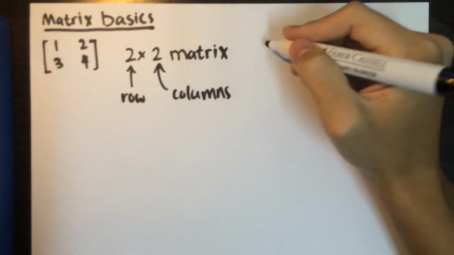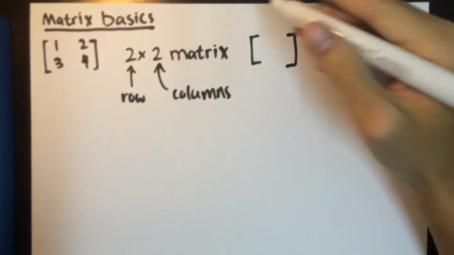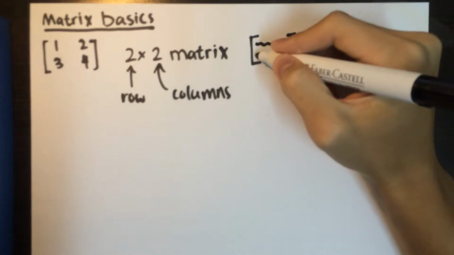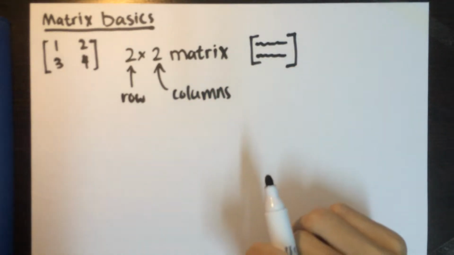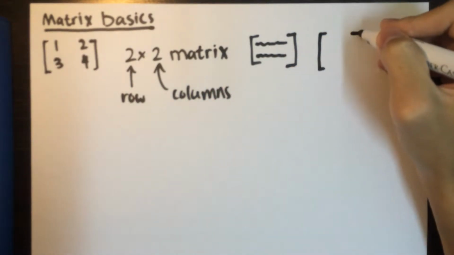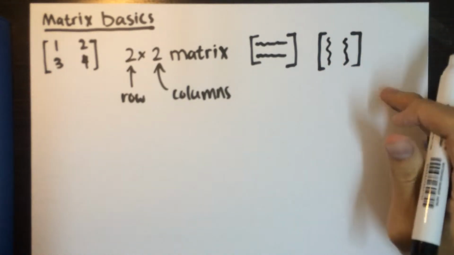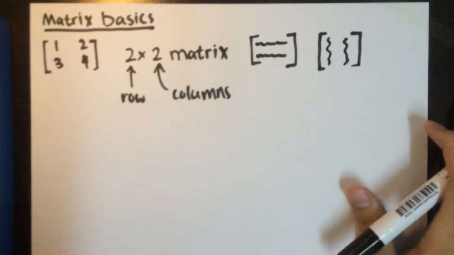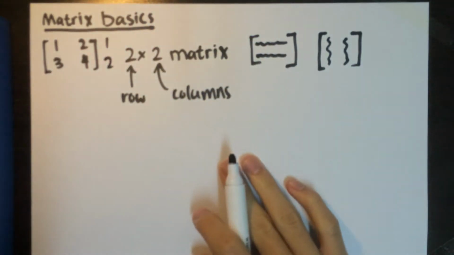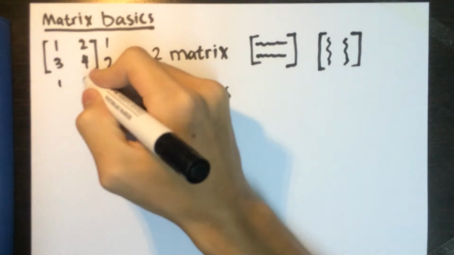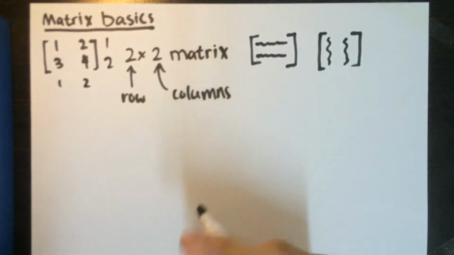Okay, so in a matrix array, the row is always the one that is horizontal. Remember, that's going from left to right. That's the row. And as for the column, it is whatever is going from top to bottom. So in this case, we have 2 rows, and 2 columns. So we call this a 2 by 2 matrix.